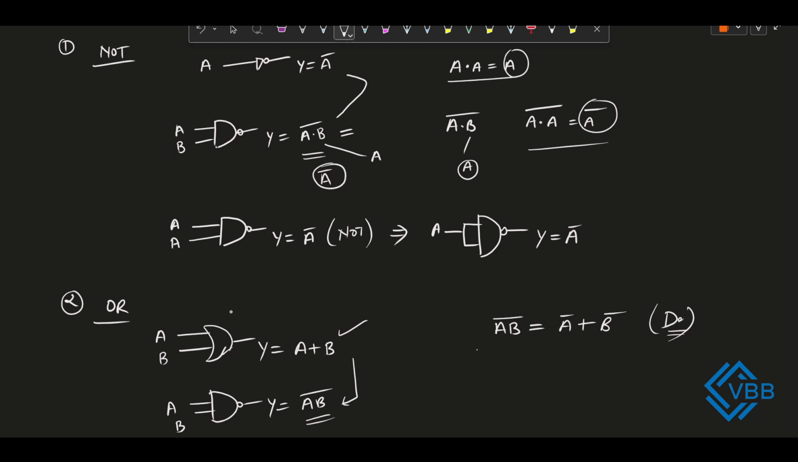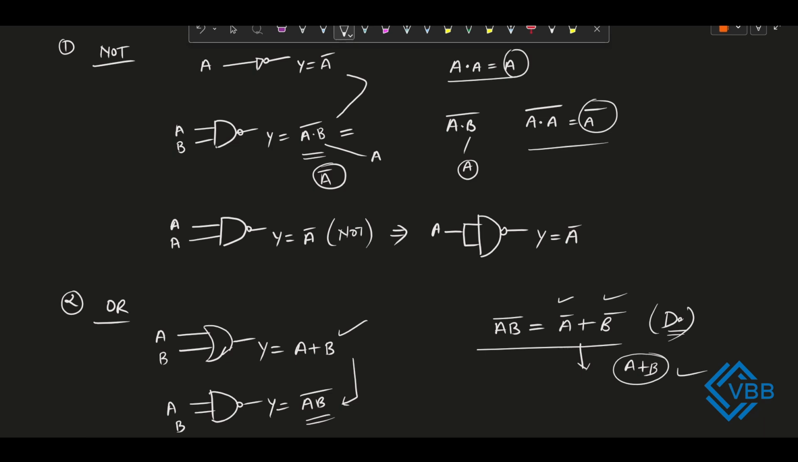From this expression, we will observe one thing. We get the OR expression here, but the problem is this A bar and B bar. If we remove this bar from these A and B variables, then we will get A plus B. That is all we want.